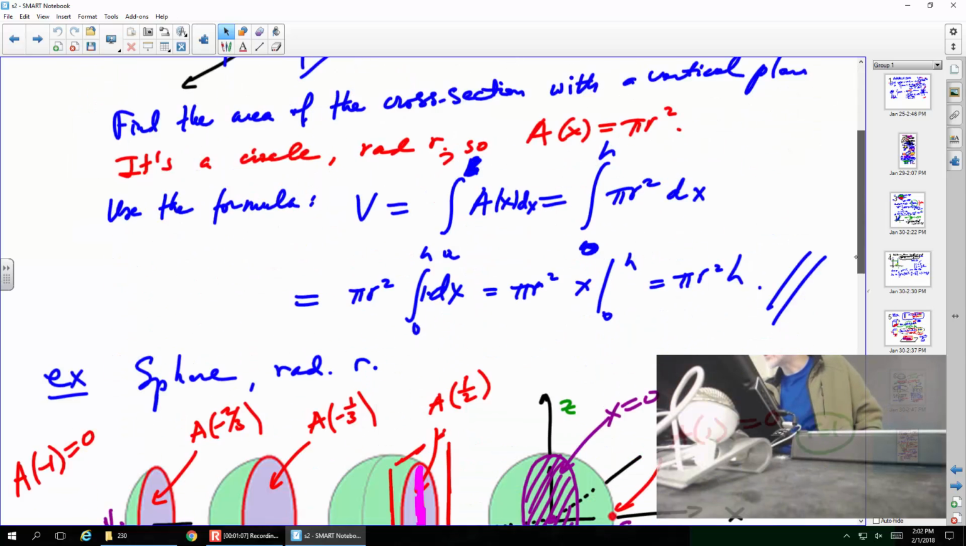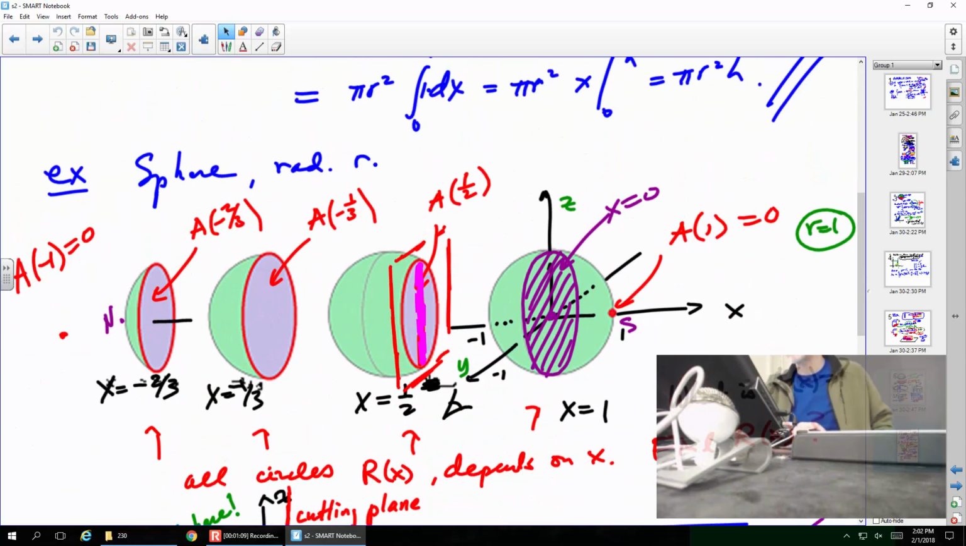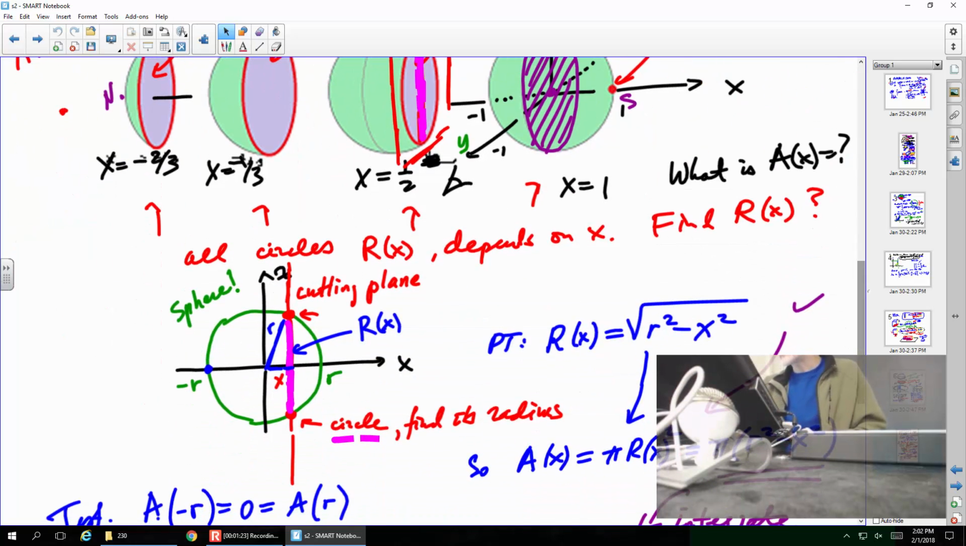The next one was more challenging, with the sphere. The size of the circle, which is the cross section, varies from 0 to r, and then back to 0. And so the integration was slightly more challenging, as you can see. We actually needed the Pythagorean theorem to figure out what the radius of that circle was, and then the area. Okay, so that's the plan.